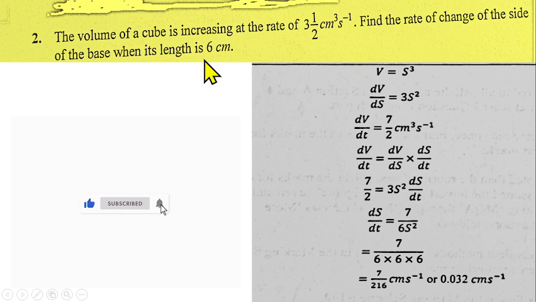Question number 2 is from application of differentiation. It's application of differentiation. We are told that the volume of a cube is increasing at the rate of 3 and 1 over 2 centimeter cube per second. Find the rate of change of the side of the base when its length is 6 centimeter.